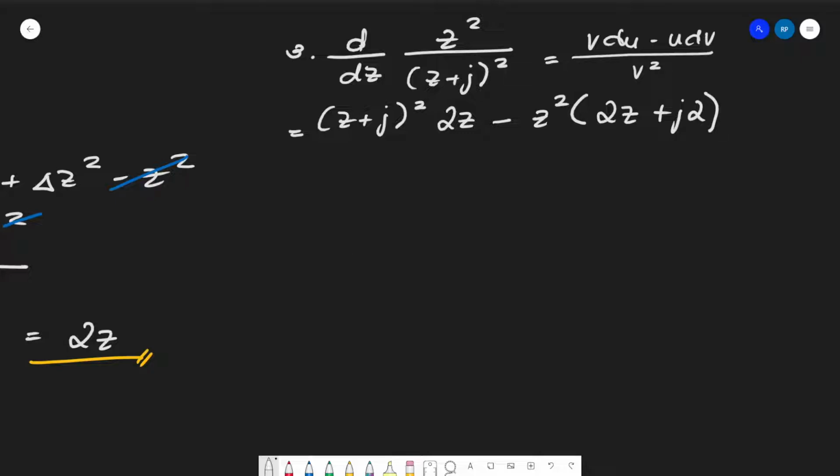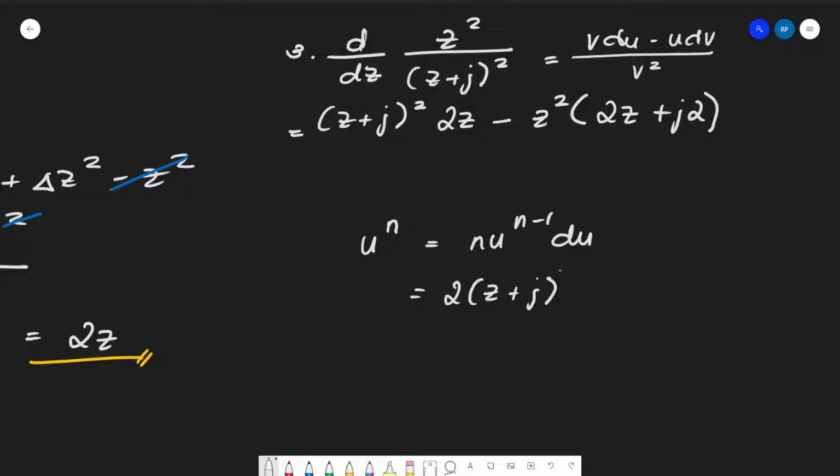Remember, u raised to n, kapag kinuha natin yung derivative nito, we will have n u raised to n minus 1 du. Eh, ang u natin ay yung z plus j. So, we have 2 times z plus j. 2 minus 1 is 1, so hindi na natin siya kailangan isulat. Then the derivative of j plus z in terms of z is 1, kasi si z 1, then si j is 0. So, wala na yan.